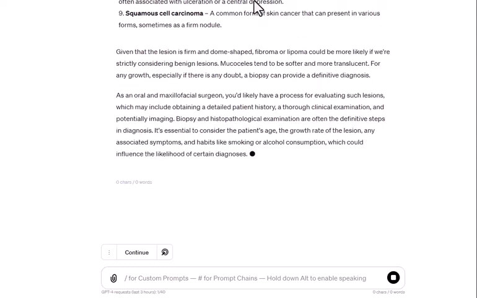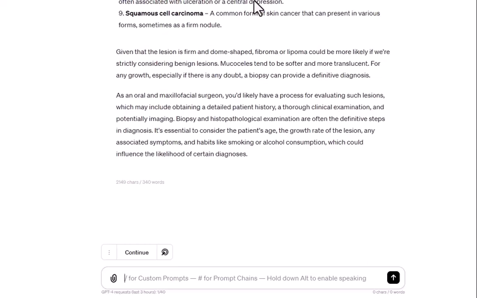Given that the lesion is firm and dome-shaped, fibroma or lipoma could be more likely if we're strictly considering benign lesions. Mucoceles tend to be softer and more translucent. For any growth, especially if there's any doubt, a biopsy can provide a definitive diagnosis.